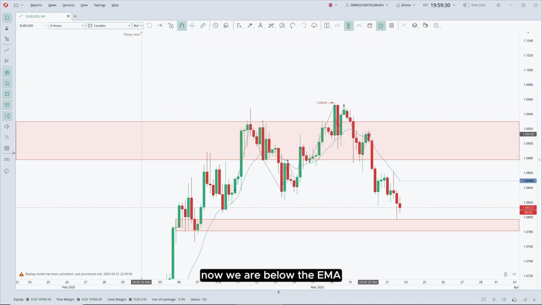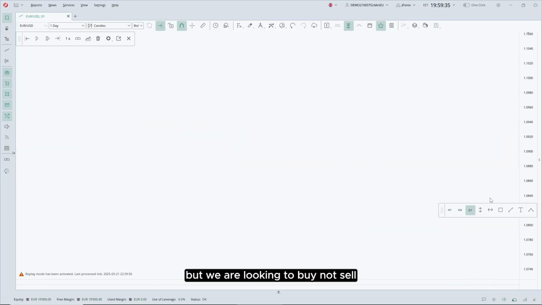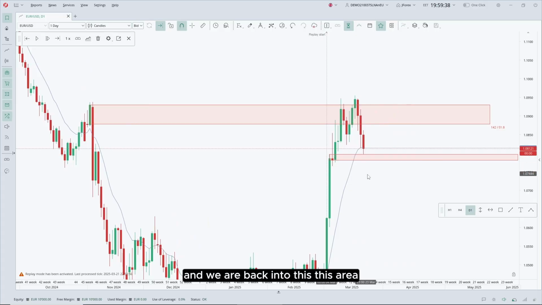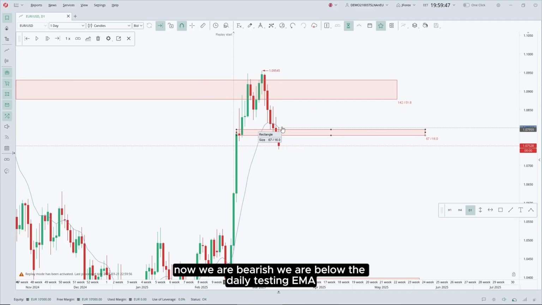Now we are below the EMA, but we are looking to buy, not sell, and we are back into this area. Now we are bearish. We are below the daily 13 EMA.